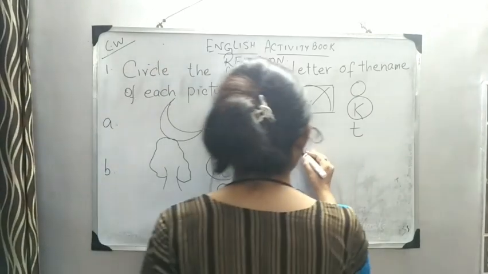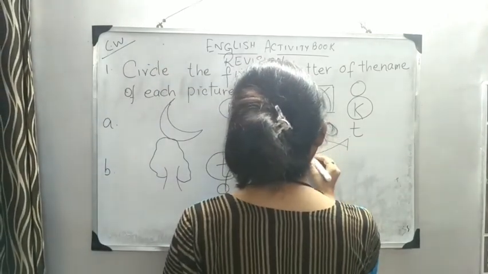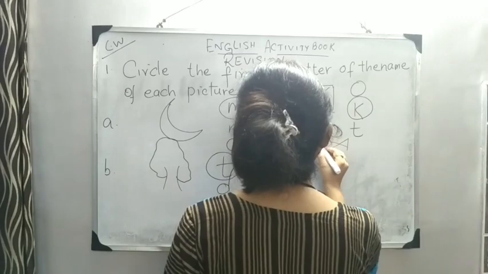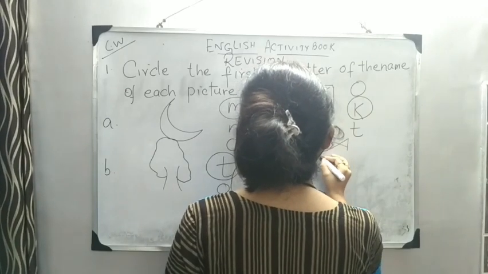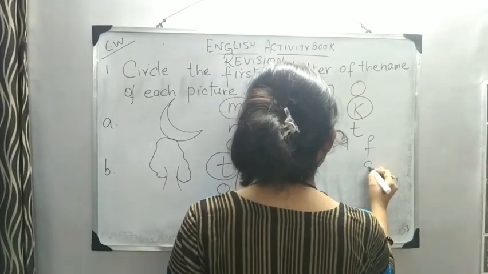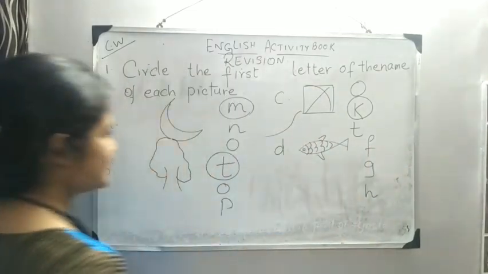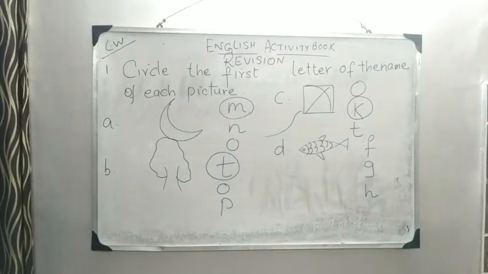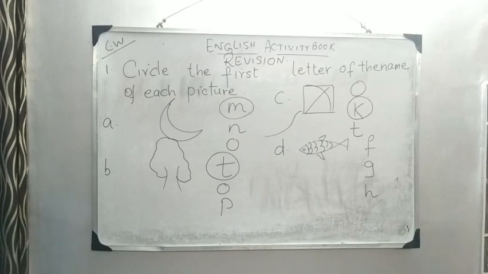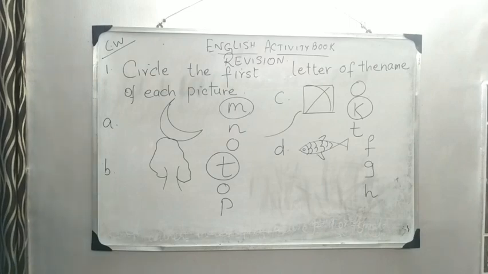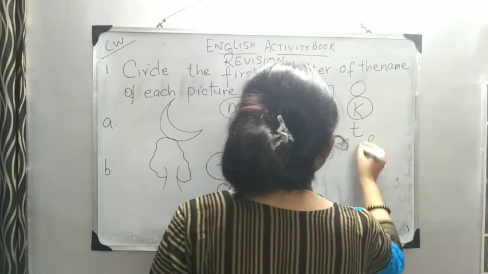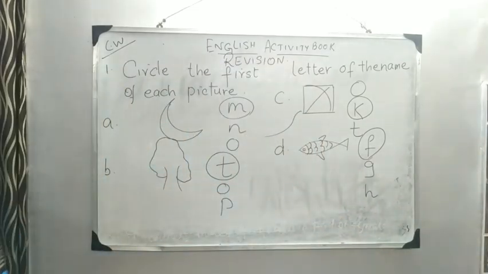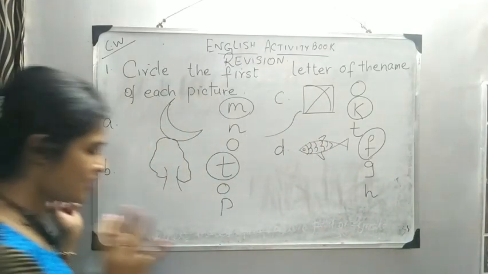Okay, number D. Now, what shall I draw for you? I hope this is also something which you like a lot. What is this? Tell me fast. And how many of you eat this? Tell me quickly. This is fish, right? And it starts with which letter? It starts with F, right? So, we got full marks.